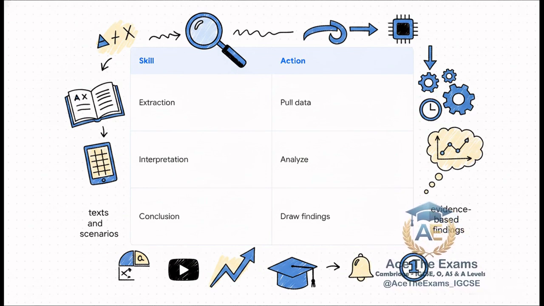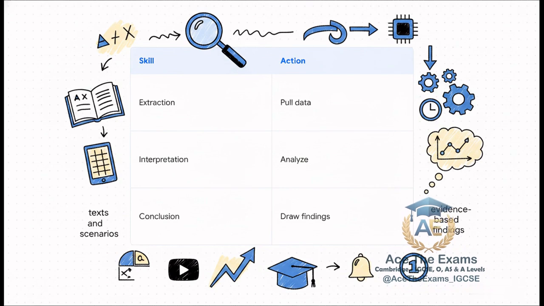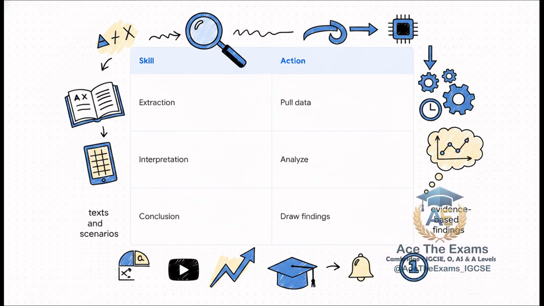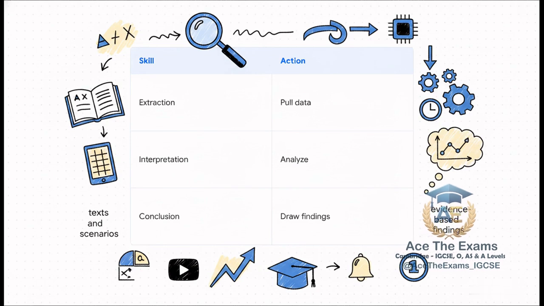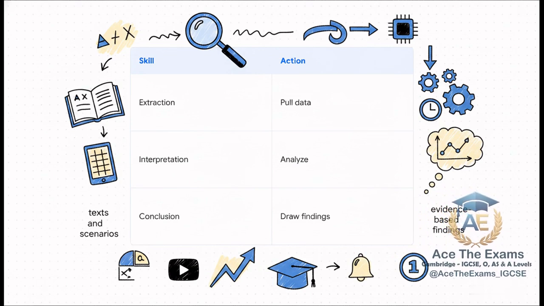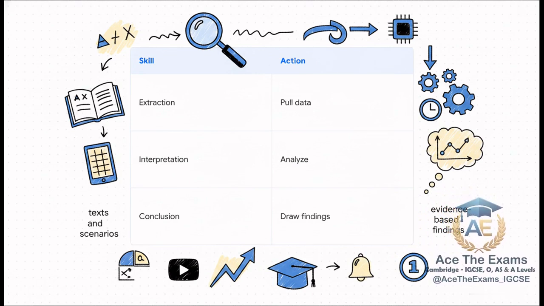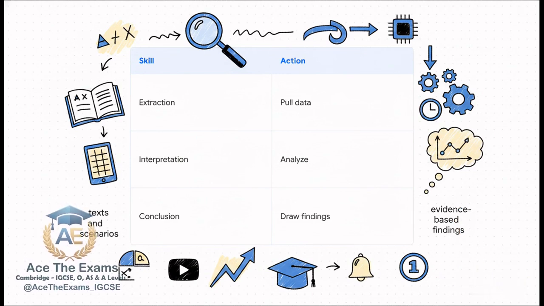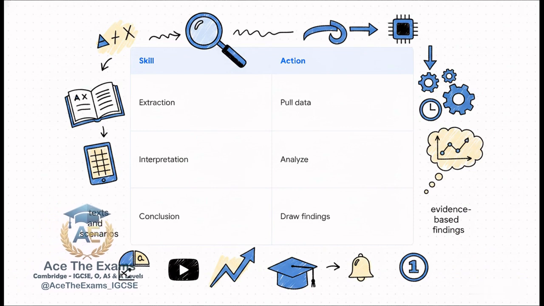First, extraction. You need to confidently pull relevant data from the complex texts, scenarios, or tables the exam gives you. Second, interpretation. This is where you analyze the relationships. How does the slow, line-by-line execution speed of an interpreted code relate to the severe hardware constraints mentioned in the specific scenario? You have to connect those dots. Finally, conclusion. Draw evidence-based findings. Don't just give an unsubstantiated opinion.